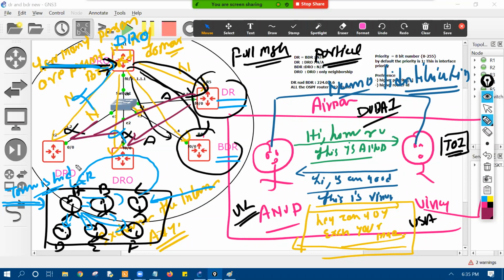This is how your OSPF works, and this is the difference between adjacency and neighborship. Neighborship means they have knowledge of which persons are present in my broadcast domain. Adjacency means I can share the update with you. Anup, clear? Clear, sir.